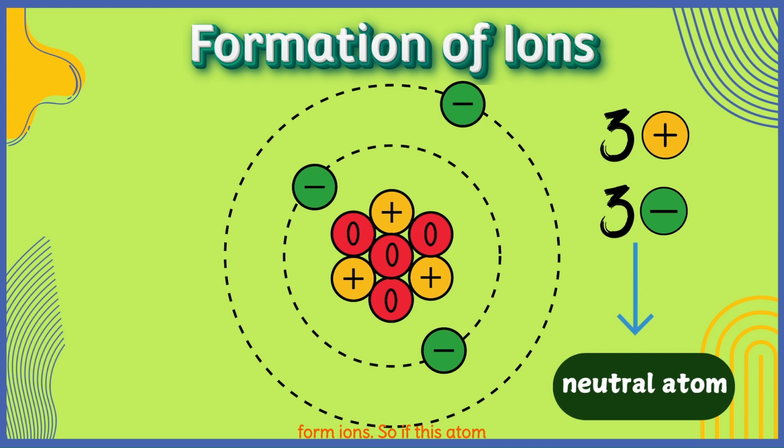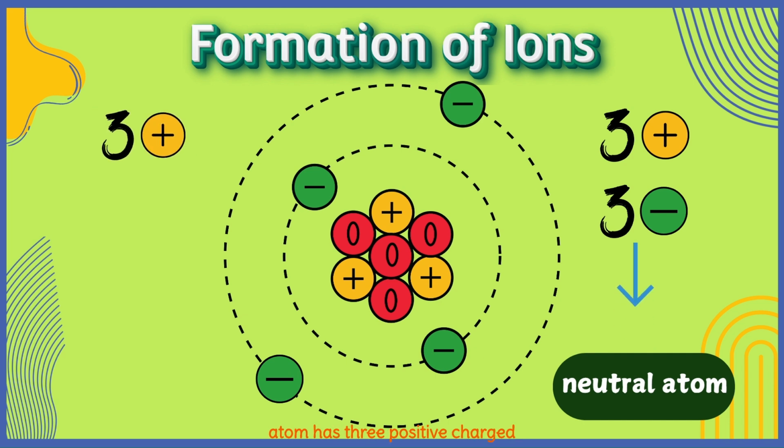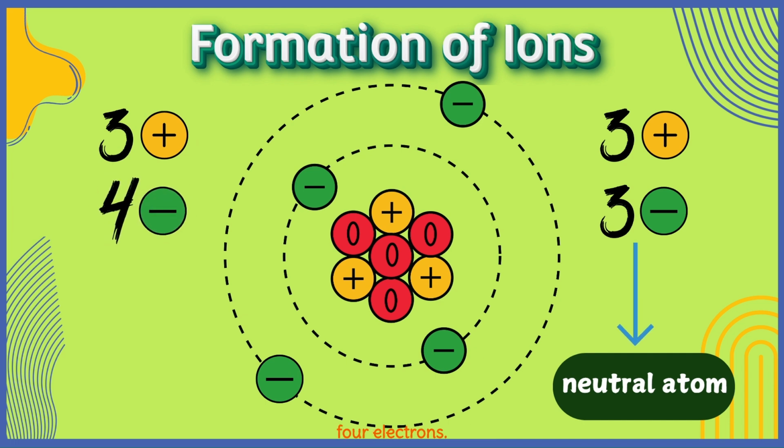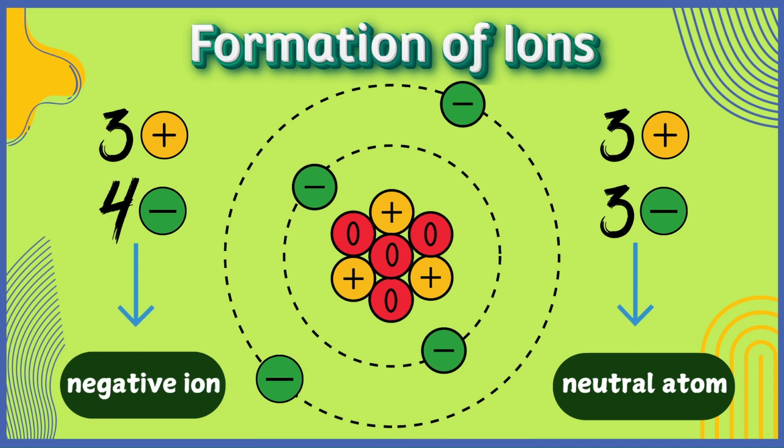So if this atom gains an extra electron, the number of electrons, which are negatively charged particles, will become more than the number of protons, which are positively charged particles, and this atom changes into a negative ion. Now after gaining 1 electron, this atom has 3 positively charged particles, so 3 protons and 4 electrons. So this atom has become a negative ion.